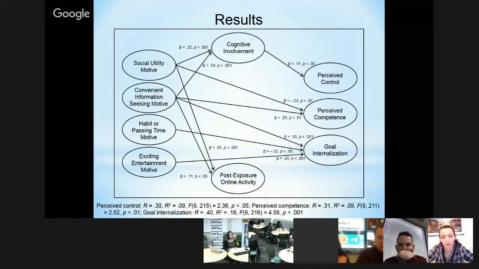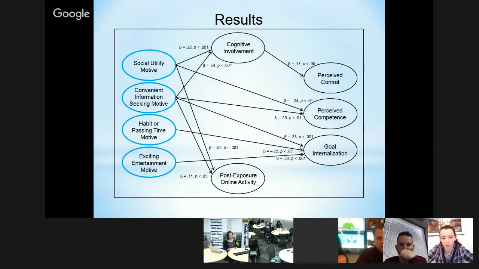Okay. As this figure shows, the data analysis revealed specific motives for health-related YouTube use and a significant relationship among the variables. Regarding research question 1, the factor analysis revealed 4 motives that explain 56% of the total variance, such as social utility, convenient information seeking, habit passing time, and exciting entertainment motives.